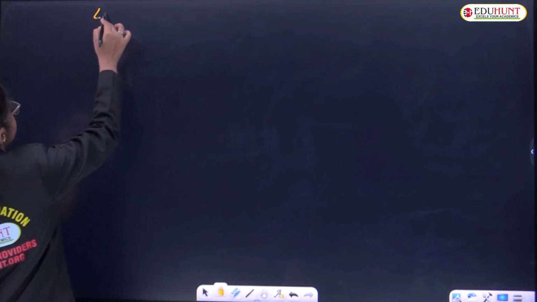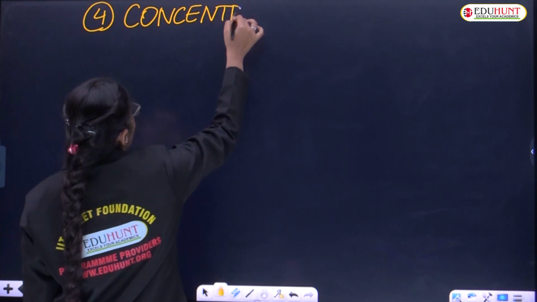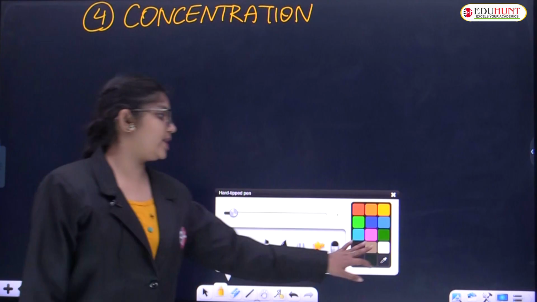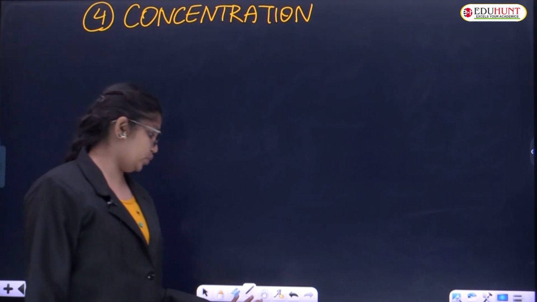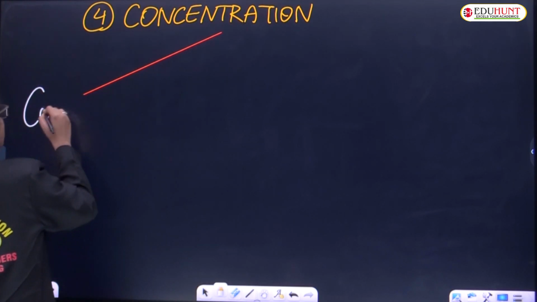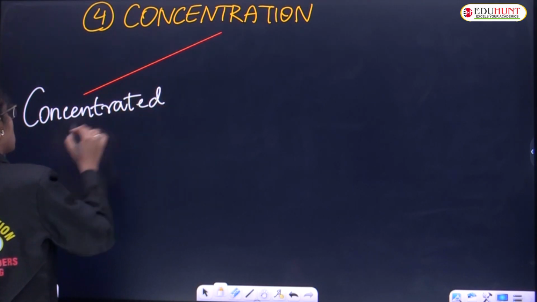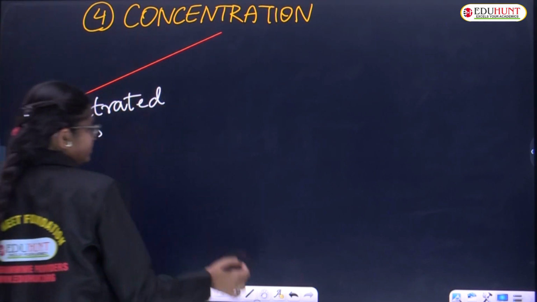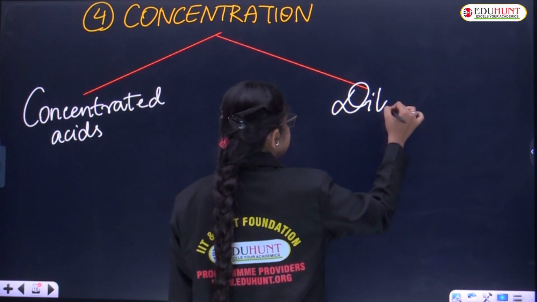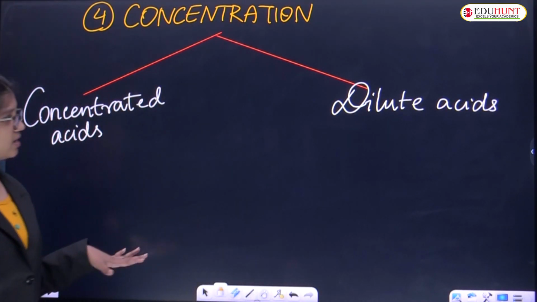The fourth classification is based upon concentration. Here, concentration is also divided into two. The first one is concentrated acids, and the second one is dilute acids. How are these again divided?